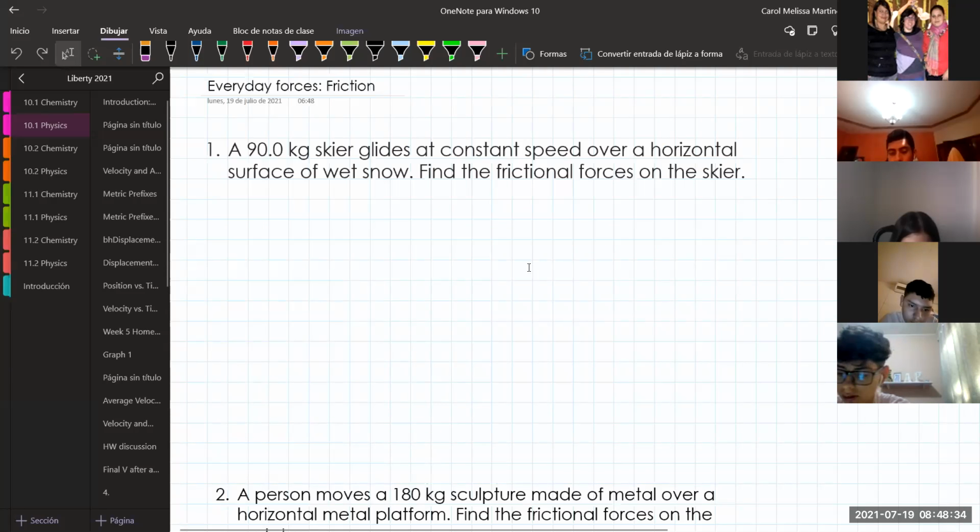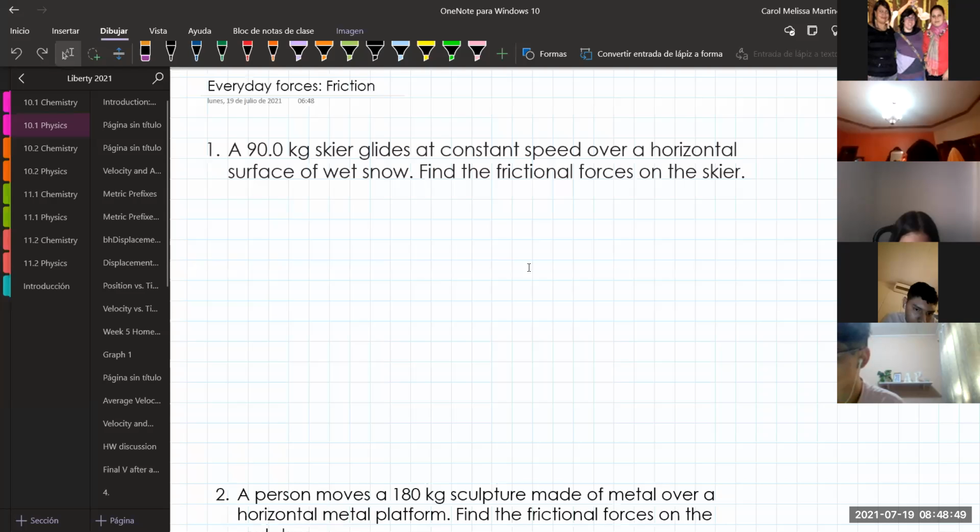Let's see the first exercise. It says, a 90-kilogram skier glides at a constant speed over a horizontal surface of wet snow. Find the frictional forces on the skier.